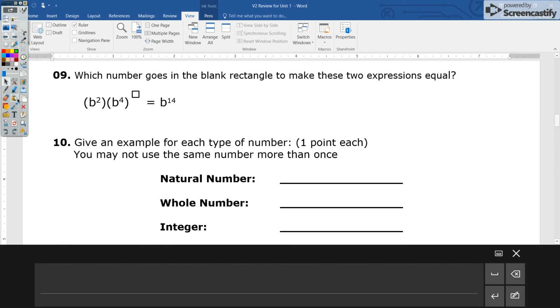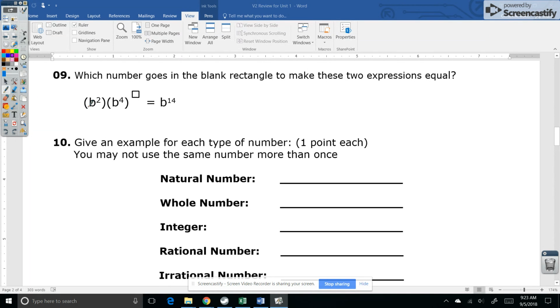Okay, this one's kind of tricky. So b squared means b times b, correct? Then b to the 4th means 1, 2, 3, 4. I eventually want to get 14. So this box is saying, how many of these groups of 4 do I need to get to 14? So I have these 2, that's there already. I know I have b to the 4th one time. I need to ask, how many times do I need to have b to the 4th to get 14?